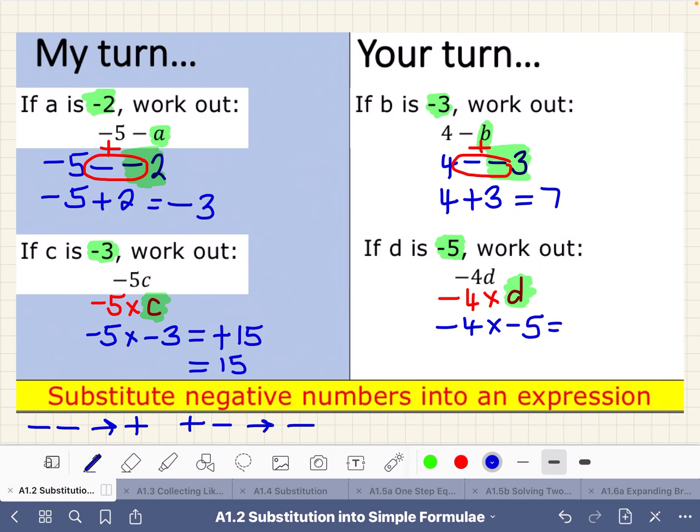A minus times a minus gives us a positive. 4 times 5 gives us 20. Our final answer is therefore 20.